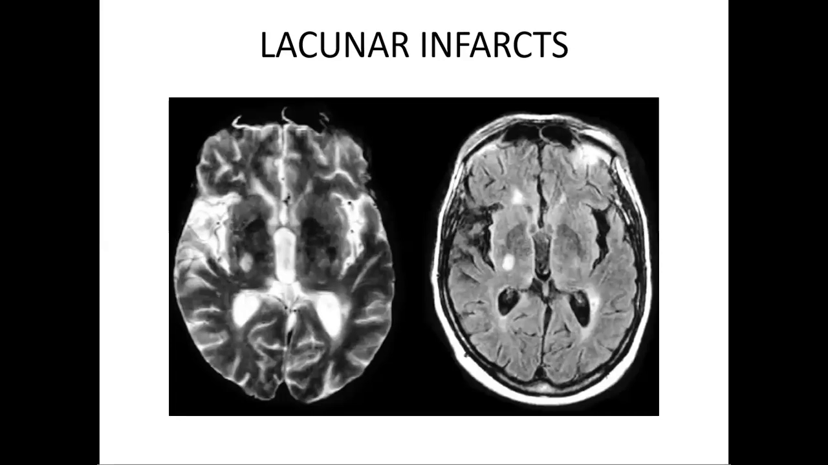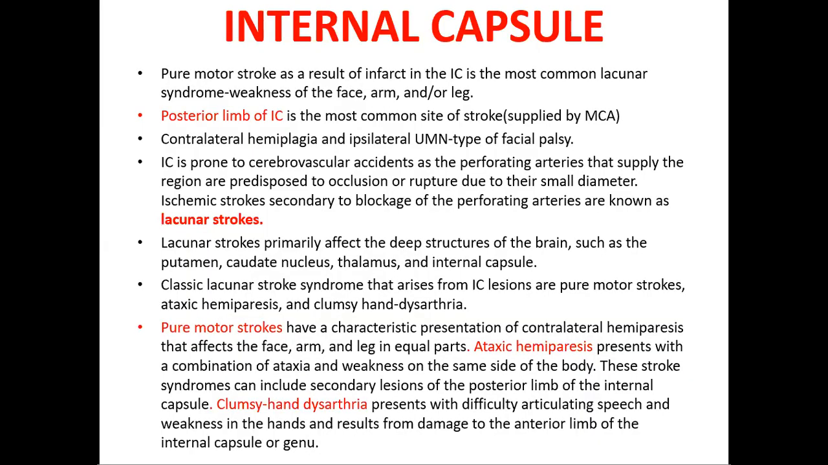Then we also have clumsy hand dysarthria, where there is difficulty in articulating speech, and clumsy hand, where the person will not be able to write clearly because there is weakness in the hand, because there is a lesion in the anterior limb of the internal capsule. Dysarthria means we lose the articulation of speech, and clumsy hand means because of the muscular weakness in the hand, we lose the grip of writing.